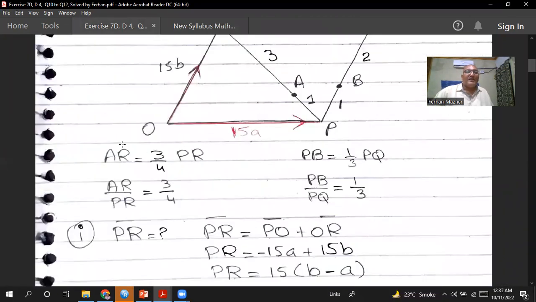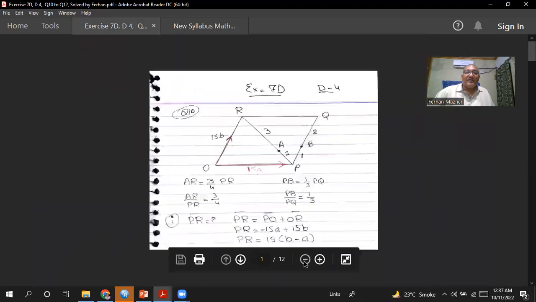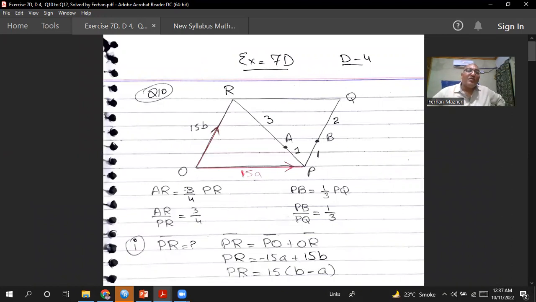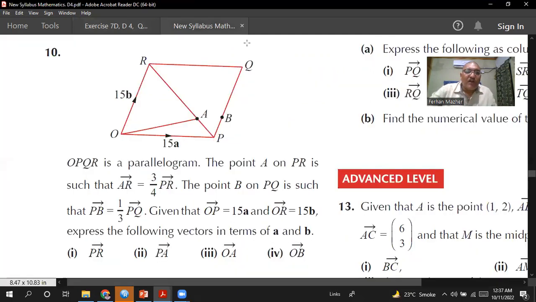So PR will be, let me reduce the size so you can see the whole thing. Okay, so they want me to find out the PR. So PR will be P to O, O to R. So P to O will be minus 15A, and from O to R it will be positive 15B. So the PR is 15 bracket B minus A bracket close. Hopefully you understand. Okay, so that's how you find the P to R.